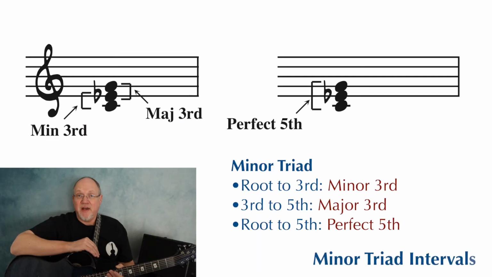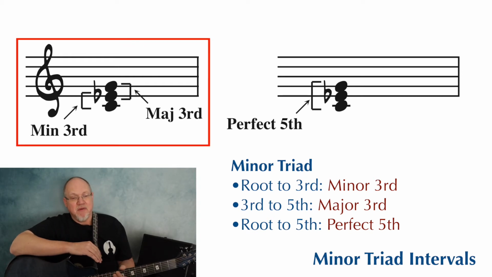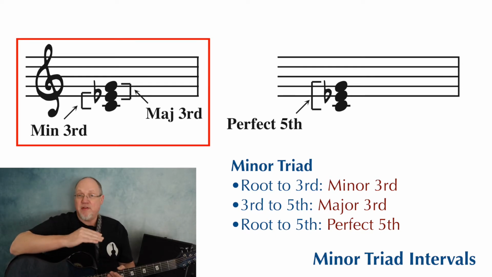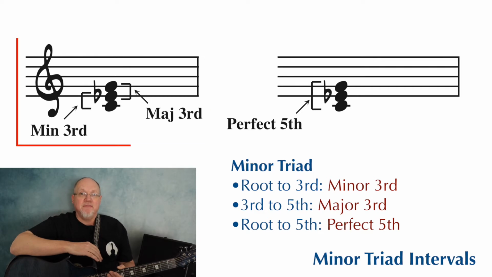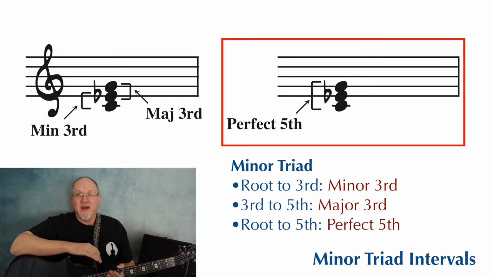Like any other triad, the minor triad consists of three notes stacked in thirds. A minor triad has a minor third on the bottom and a major third on the top. In other words, the distance from the root to the third is a minor third, and the distance from the third of the chord to the fifth of the chord is a major third. And the fifth of the minor triad is always a perfect fifth.